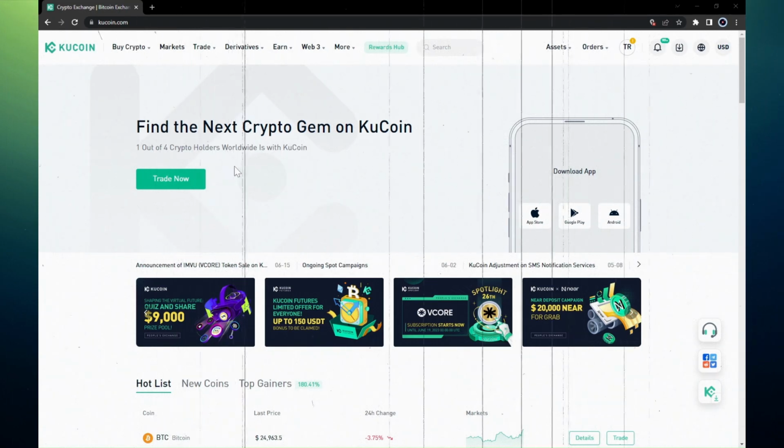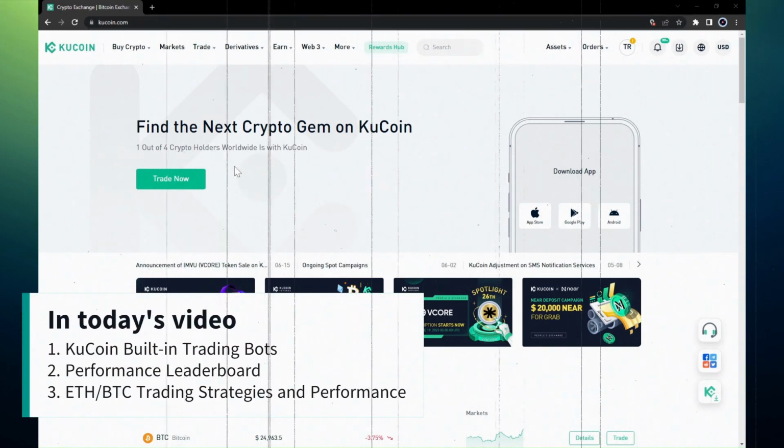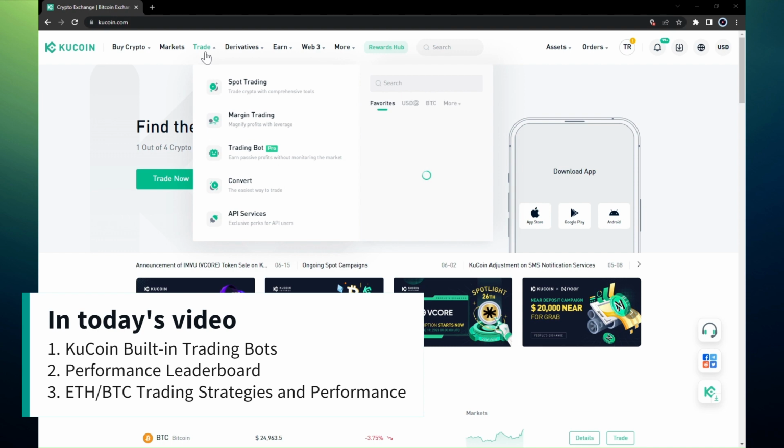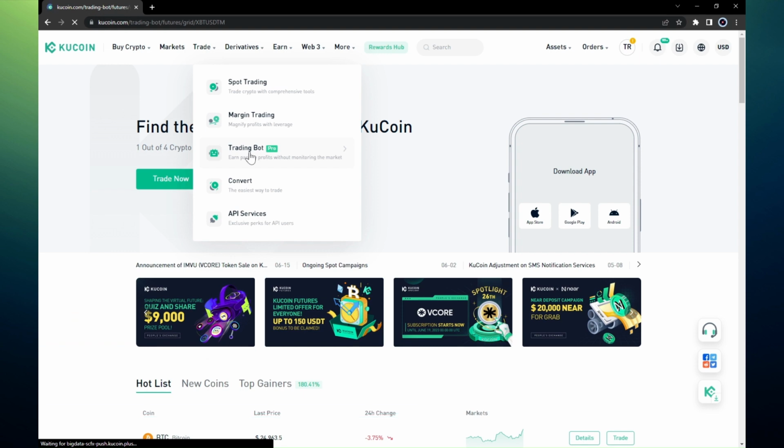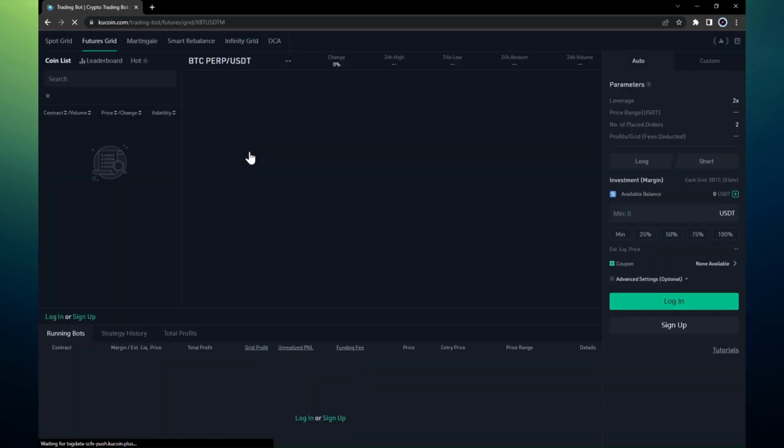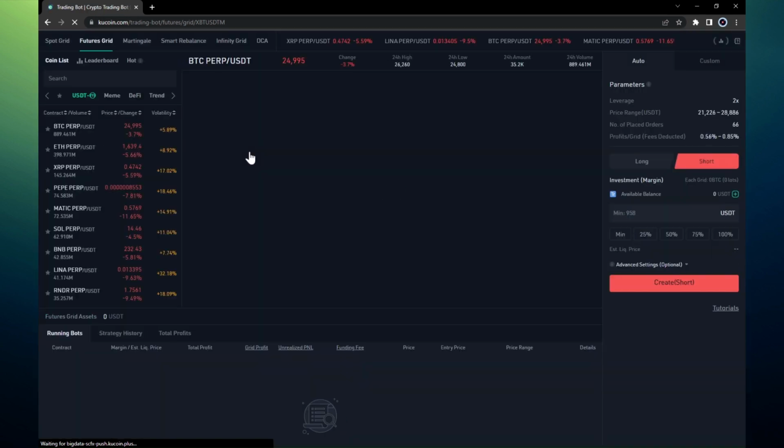So in today's video, I wanted to show you some of the built-in trading bots in KuCoin. It's under the Trading Bot menu. And I wanted to discuss their performance and set some of your expectations, because a lot of the times these platforms show you very unrealistic performance.